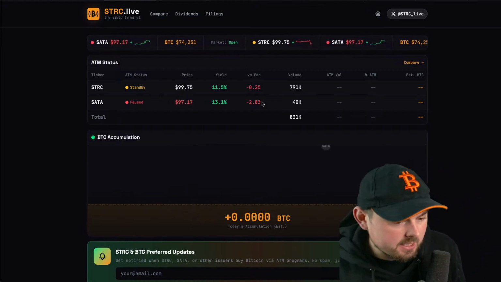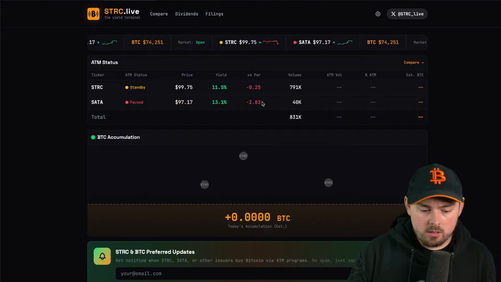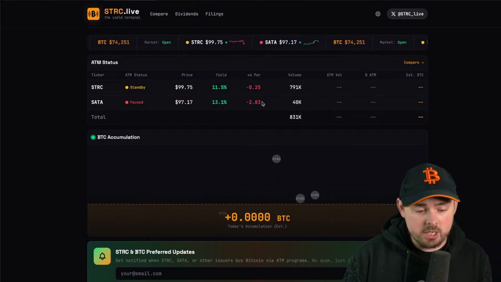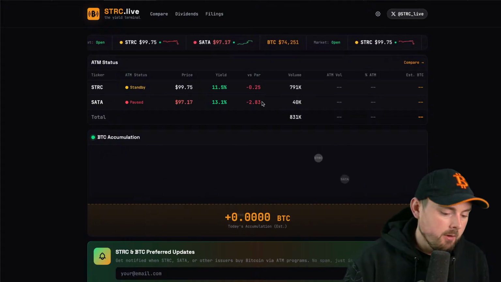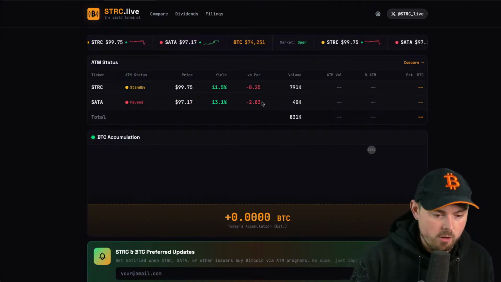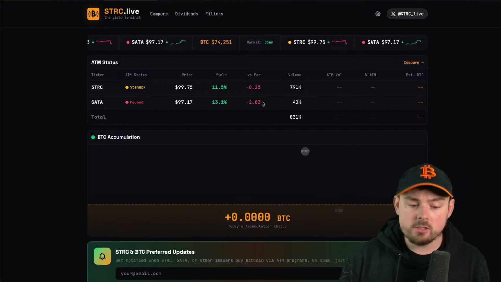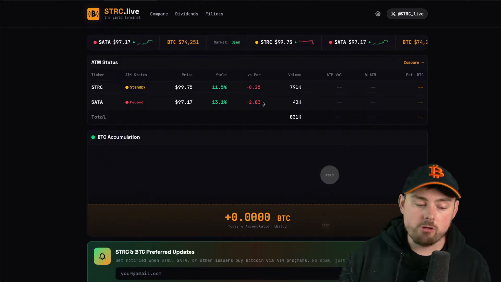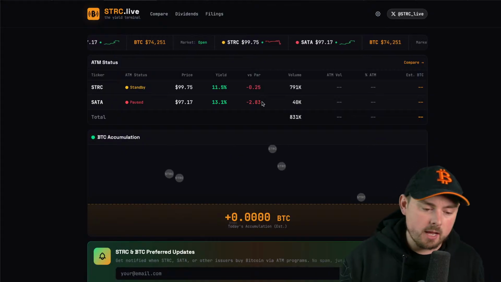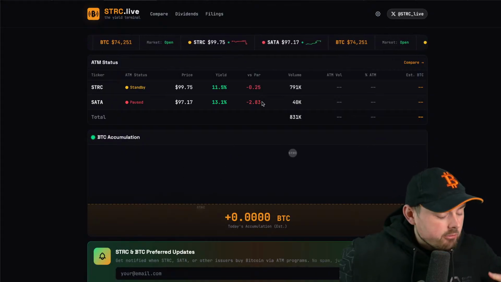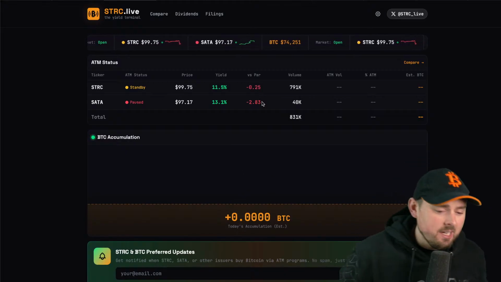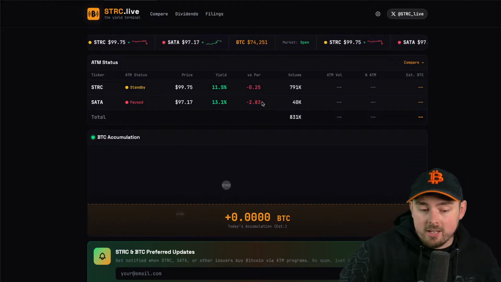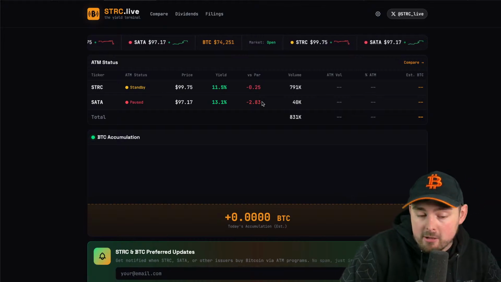When STRC gets above $100, Strategy starts selling it, which is where obviously they're getting all this money and funding from. So that's where they get it from. When STRC gets above $100, they start selling it, and then when it drops below $100, they stop selling it. But naturally, people buying it is what pushes it back above $100 because it's got a yield of 11.5%. You can't get 11.5% anywhere else, can you guys?